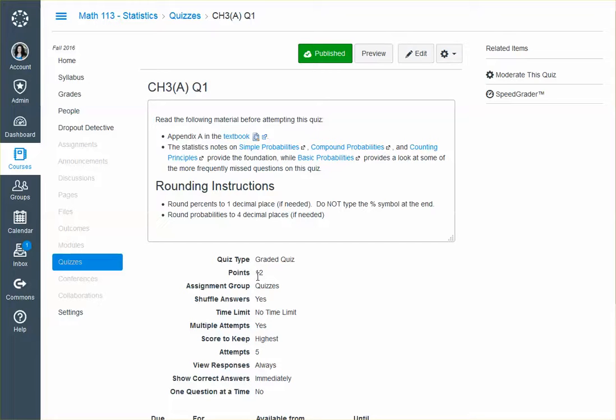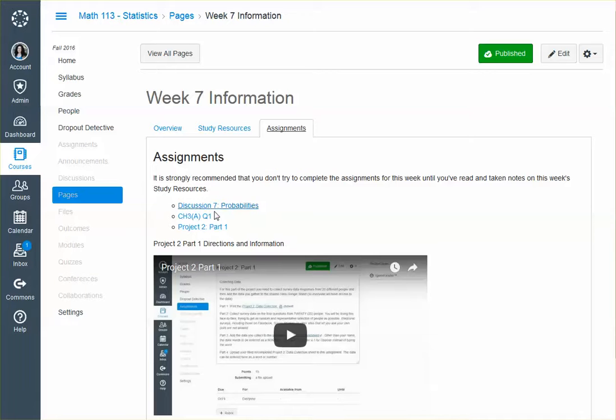It is 12 points. You do get 5 attempts. You get to keep the highest attempt. You get to view your responses. So hopefully this should help you to get your answer correct. And we also are showing you the answers immediately after. So that's that one.